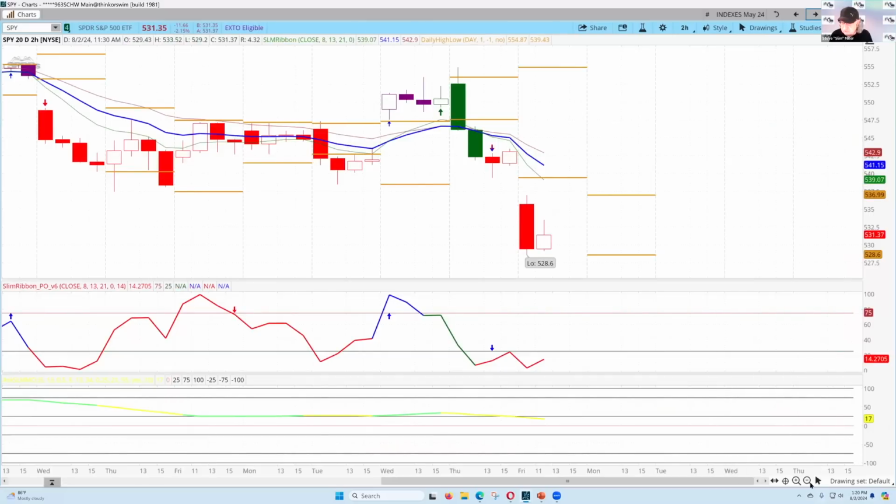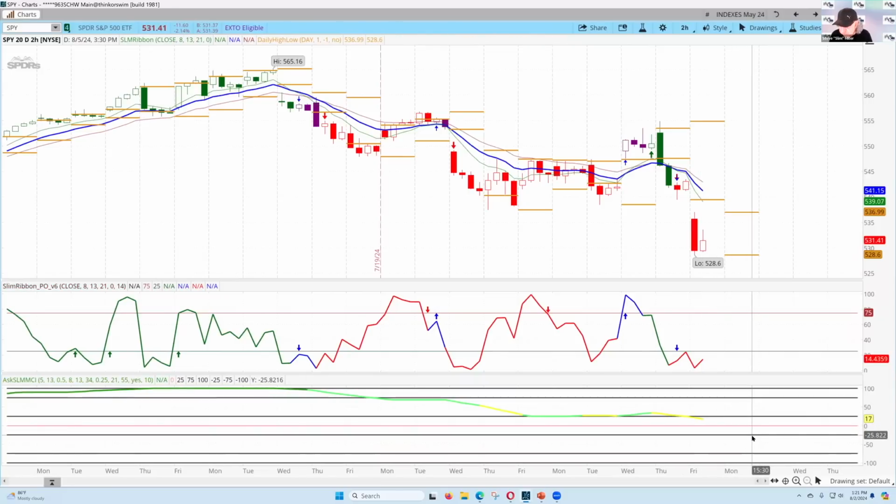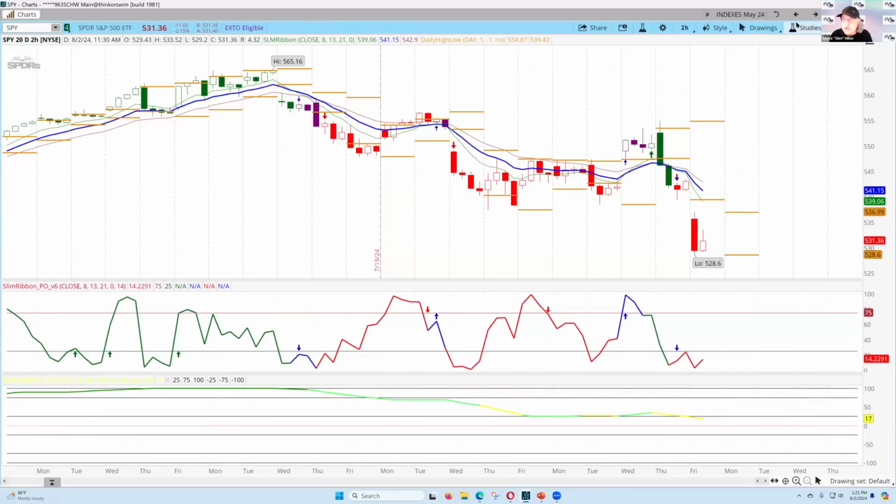Here's our 2-hour chart right in here, and that has the market condition indicator in there, which is a multiple time frame indicator. And when it gets down to this 25 level, it is doing a test. It is now down over here to the 17 level. If it crosses under minus 25, it will be a significantly negative signal. So we're watching for that right now.